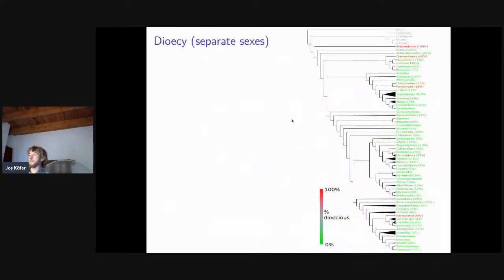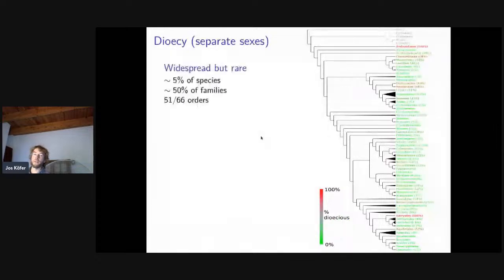So the separate sexes. It is, as you saw, rare. It concerns like 5 or 6% of the species, but it's rather widespread. If you look at the families of the flowering plants, it occurs in about 50% of the families, and in 51 out of 66 of the orders of the flowering plants. The orders are depicted here.